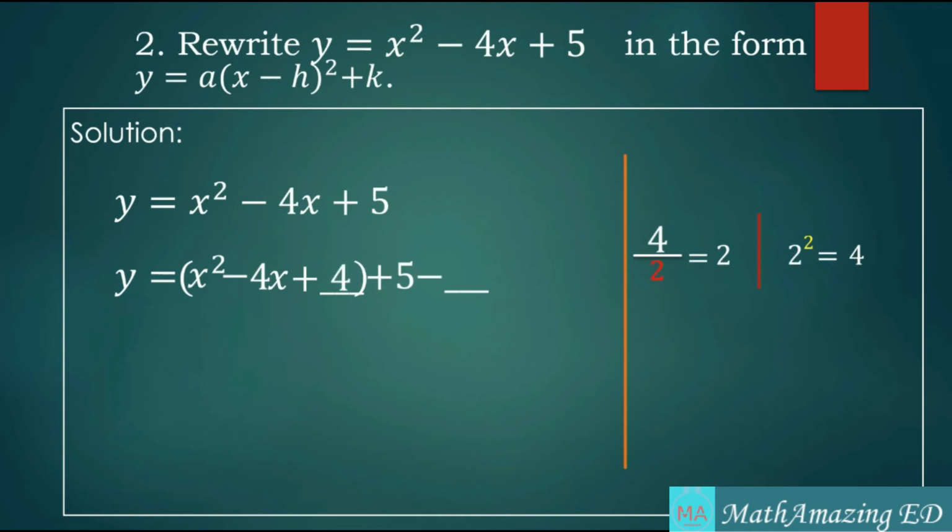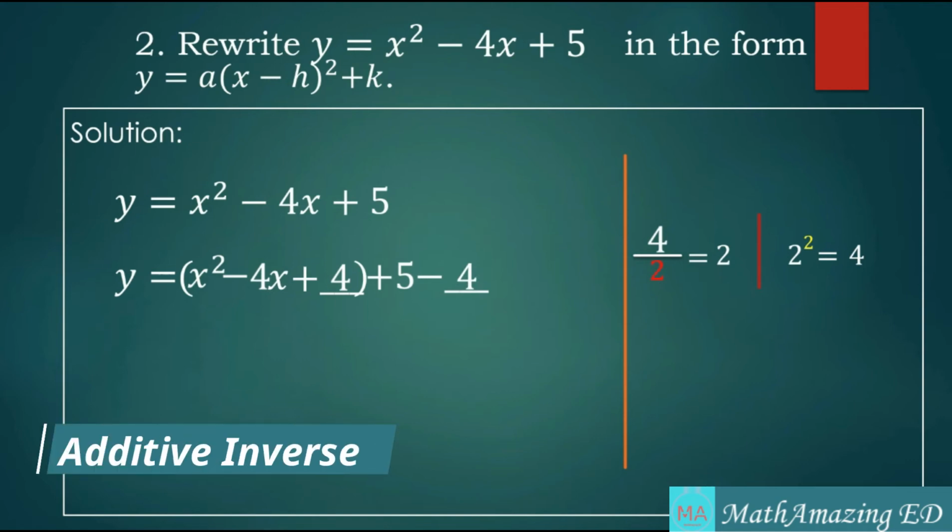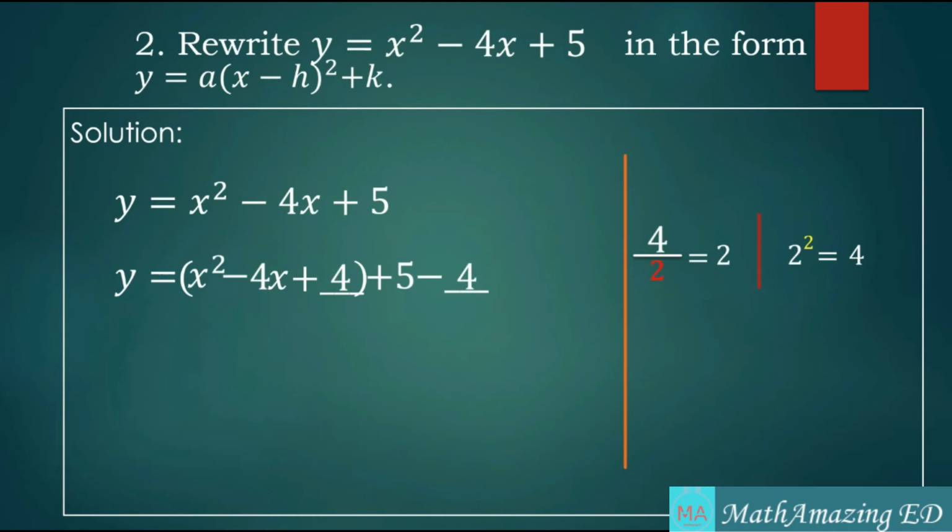Since we're adding 4 on our variable group, we will also subtract 4 on the constant side. So we have plus 4 and minus 4. Next, factor the perfect square trinomial. The square root of x² is just x. Follow the sign of the middle term, so we have minus. The square root of 4 is just 2. So we have (x − 2)². Plus, simplify the constants: 5 − 4 is just 1.